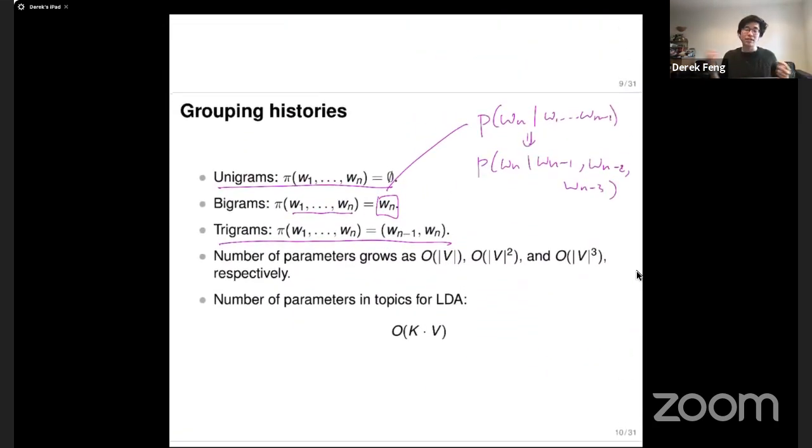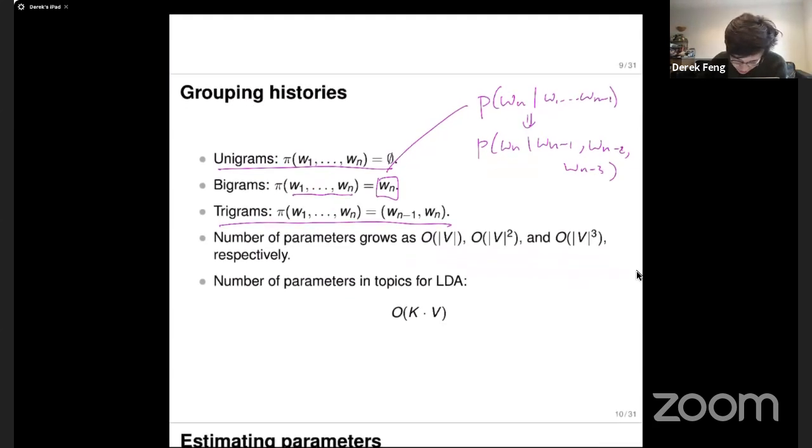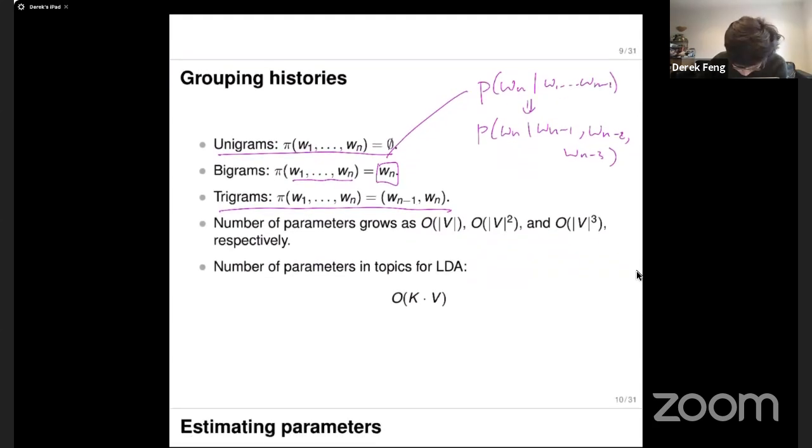Okay, so now this is nice because now my parameters are going to grow at a much lower order, right? So it's much more reasonable. Okay, so that's basically the simplest thing you could do.